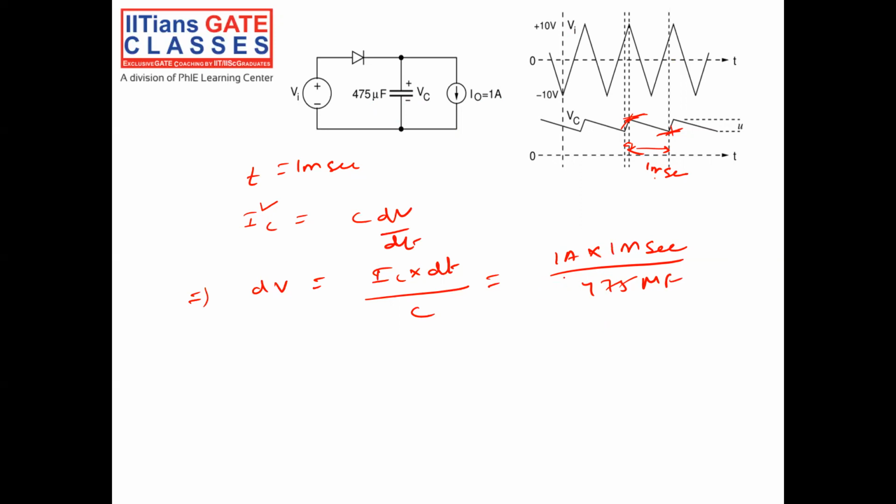Let us calculate the change in voltage: 1 into 10 power of minus 3 divided by 475 into 10 power of minus 6. So I got the change in voltage as 2.105 volt. This much voltage will change in my capacitor, peak to peak, when it is discharging by giving 1 ampere current to the load for 1 millisecond. This is a very easy question.